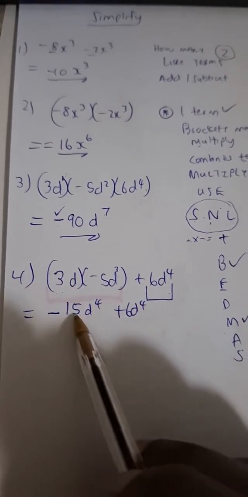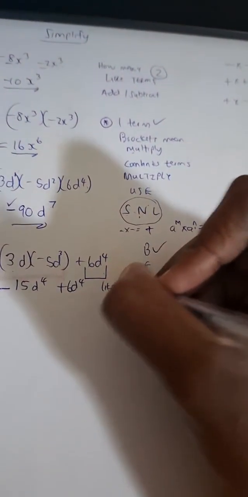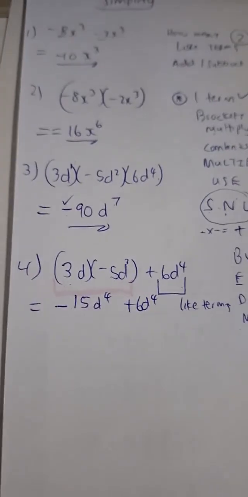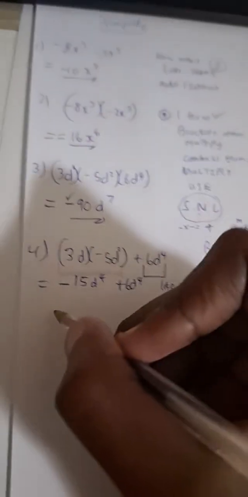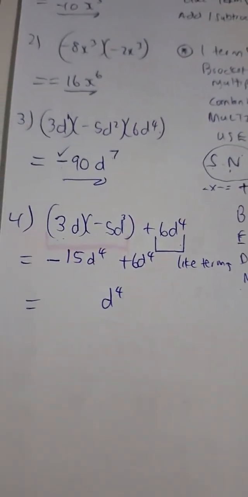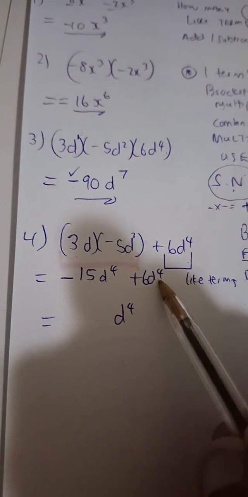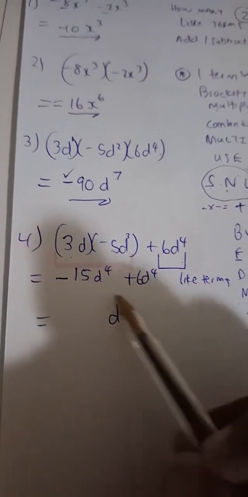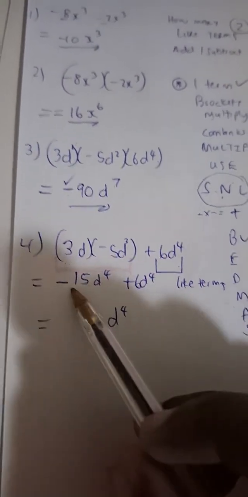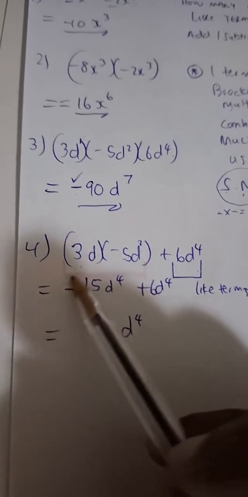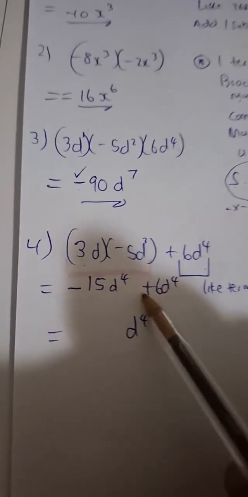These are like terms. Can we add or subtract like terms? Yes, we can. When we add and subtract like terms, we keep the variable and its exponent. They are wearing the same jersey, the same uniform, from the same school, so we keep their uniform. What changes is their coefficient. So all we simply do now is negative 15 plus 6.